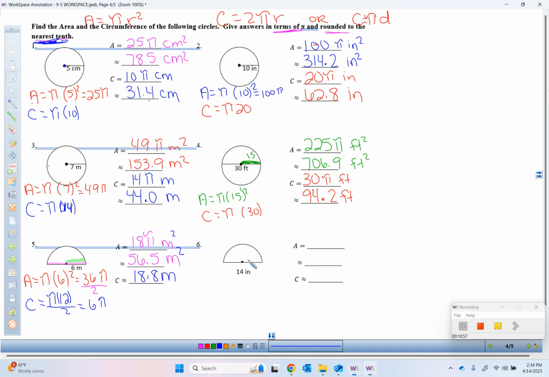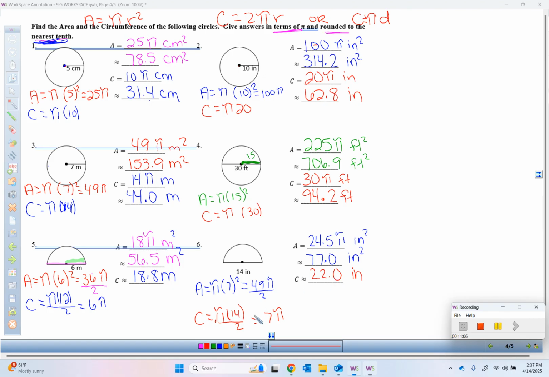Okay, so I want you to do number 6 the same way. Remember, figure it like you did above, like a circle, and then divide your answer by 2. All right, go ahead and check your answers and see how you did.